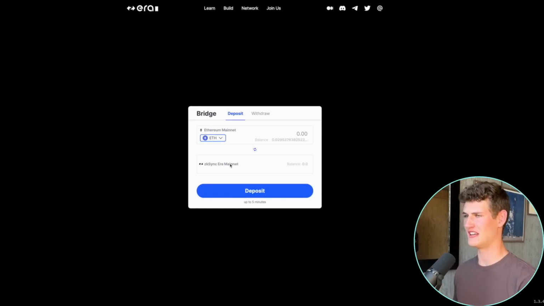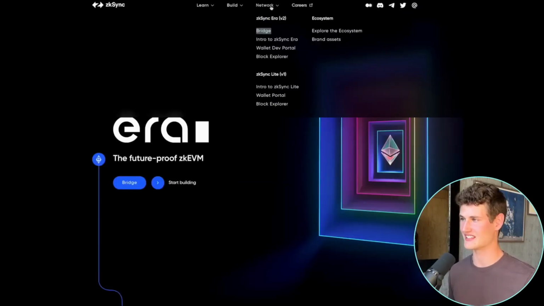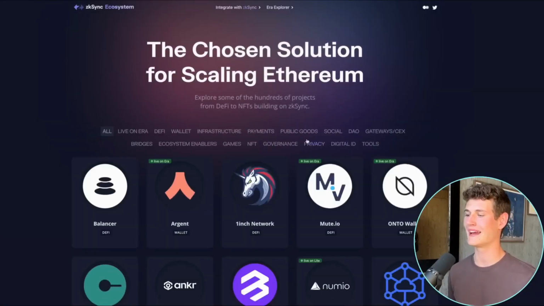Now, once we actually have funds here on ZkSync, we also need to use them in dApps. And where can we see what kind of dApps that we can actually interact with? Well, if you head to the home page of ZkSync, you go up to network here and you press on explore the ecosystem, you're actually able to view a lot of the different dApps that either already have launched or are working on launching here on ZkSync Era.